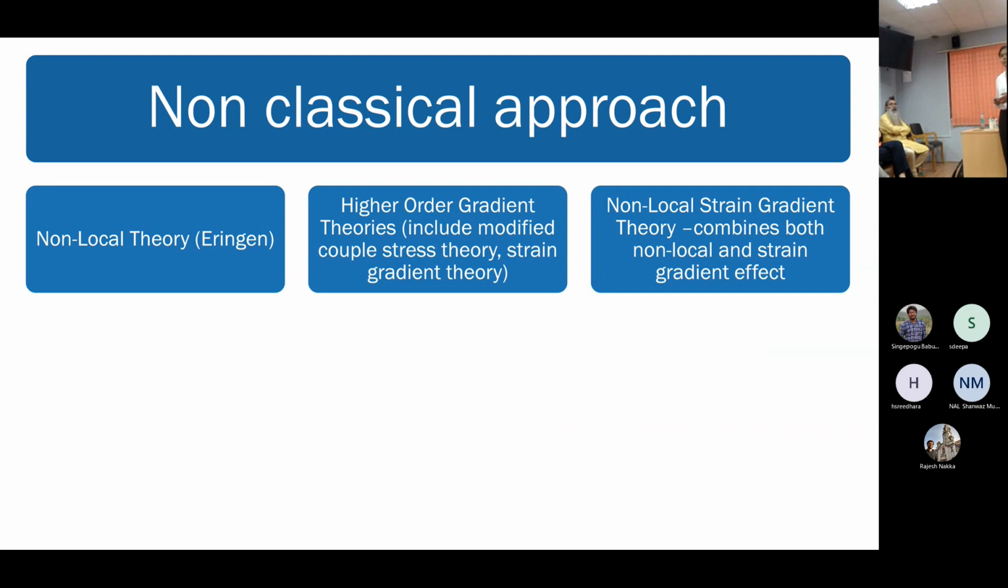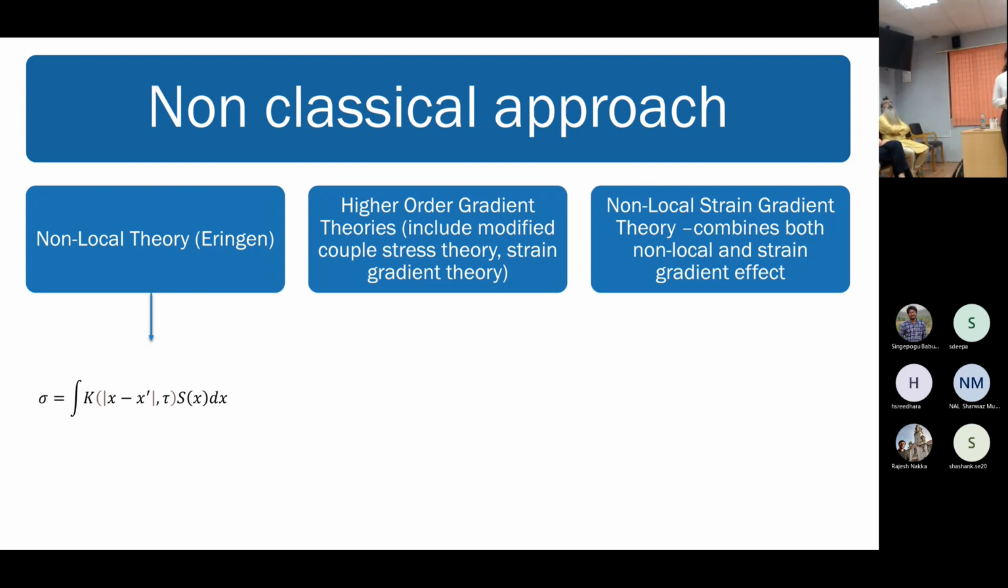So moving on, we have non-classical approaches. Non-classical approaches include various different ways in which we can identify these parameters which affect the stresses and strains. We have non-local theory, which was given by Eringen. Then we have higher order gradient theories, which include modified couple stress theory and strain gradient theory. And then a new approach is coming up more recently: non-local strain gradient theory, which combines both non-local theory and the higher order gradient theories.